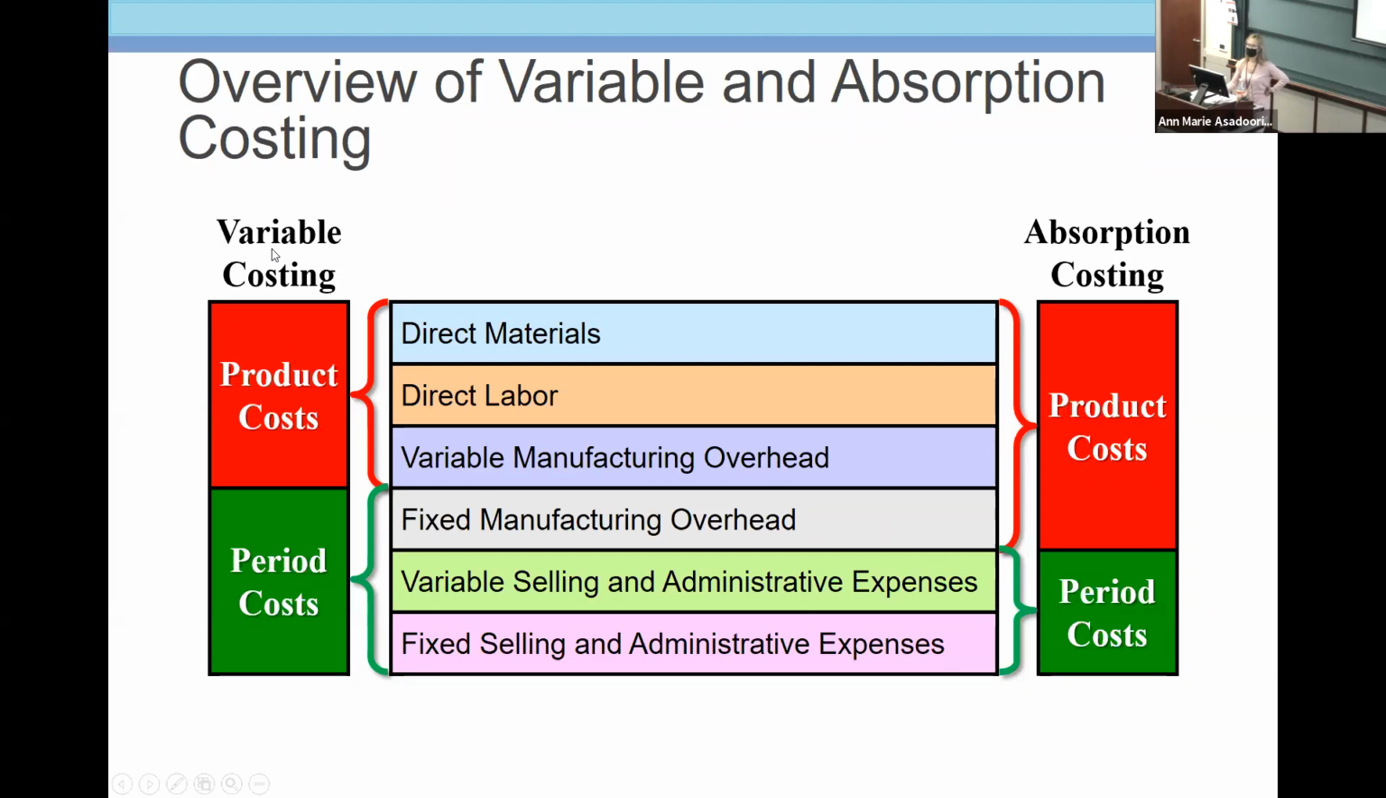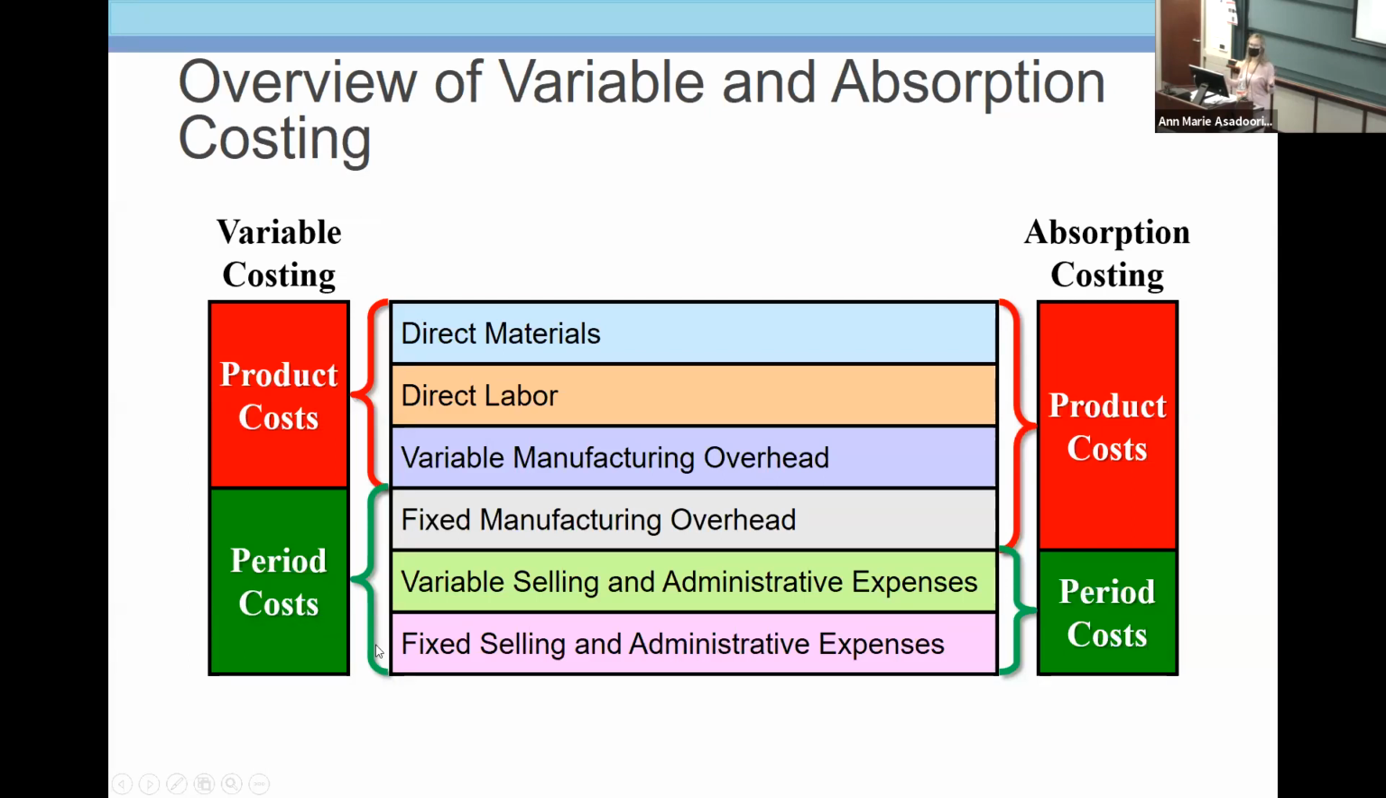Under this new variable costing system, what I'm showing you is the only difference is fixed factory overhead is no longer going to be a product cost. Only your variable production costs are included in inventory. Fixed factory overhead, now a period cost. And remember, period costs are still always period costs, right? It's just fixed factory overhead that we are now including as a period cost as well.